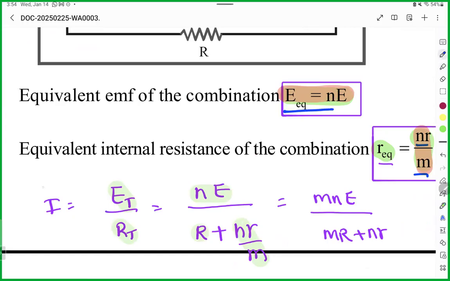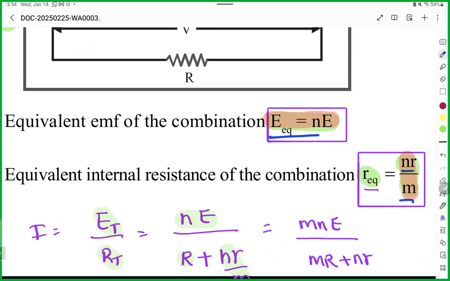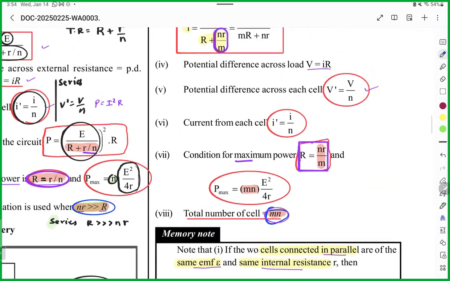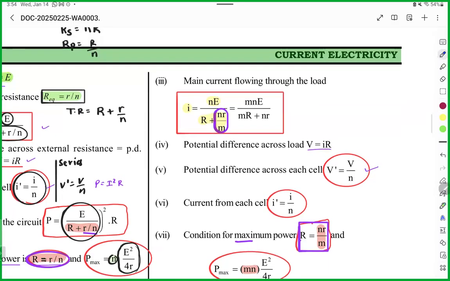So this is the total current. Is it given on the next page? Let's see. Yes, it is given. Same stuff. Across load. Load means capital R. Across the load, what will be the potential difference? This. Potential difference in each cell will decrease N times, and current in parallel decreases by N times.